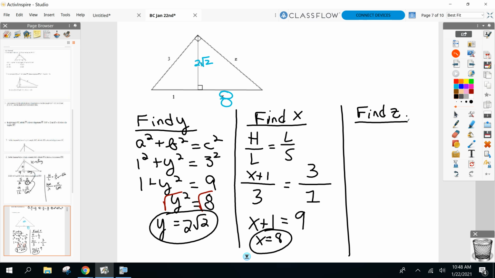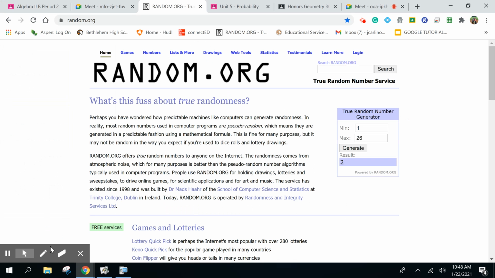Find Z. We could find Z 2 different ways. You have enough information to find Z 2 different ways. And I'm actually going to show both ways, but can you do it 3 different ways? You could do it 3 ways, yes. I didn't see the big triangle. Yep. So 3 ways for you.